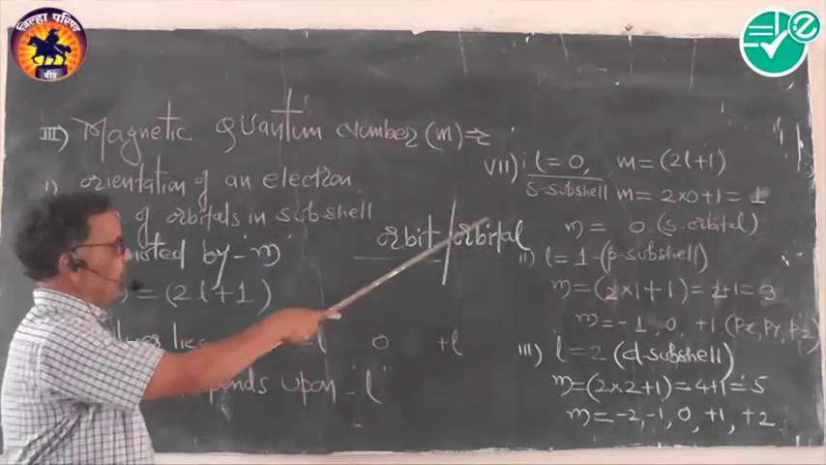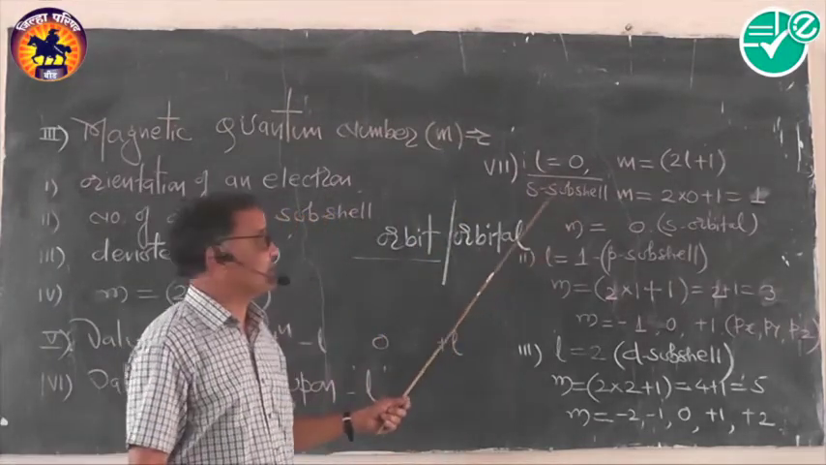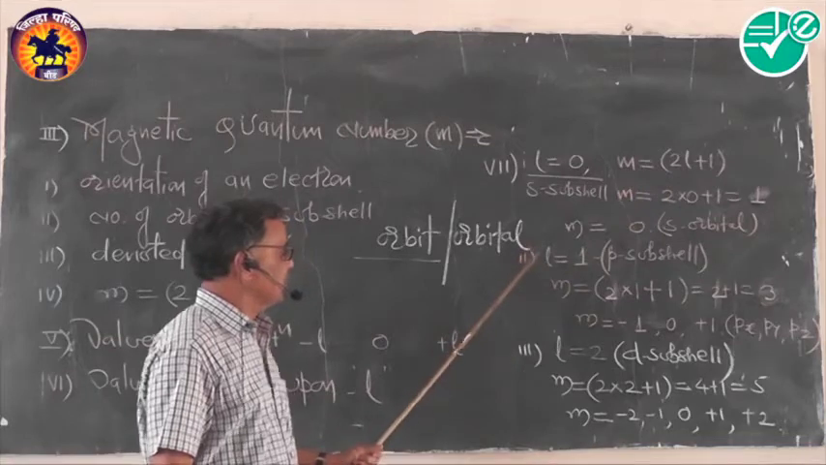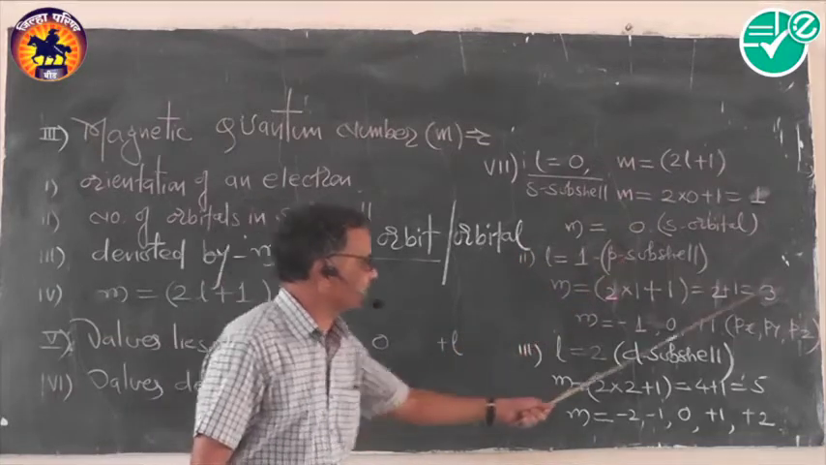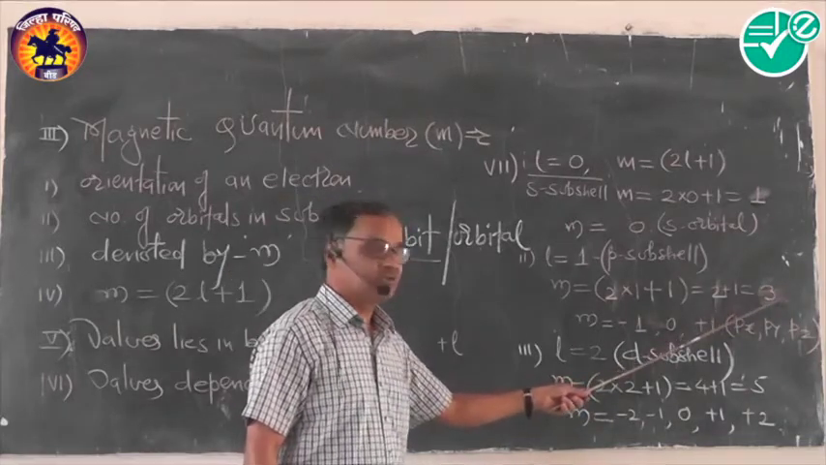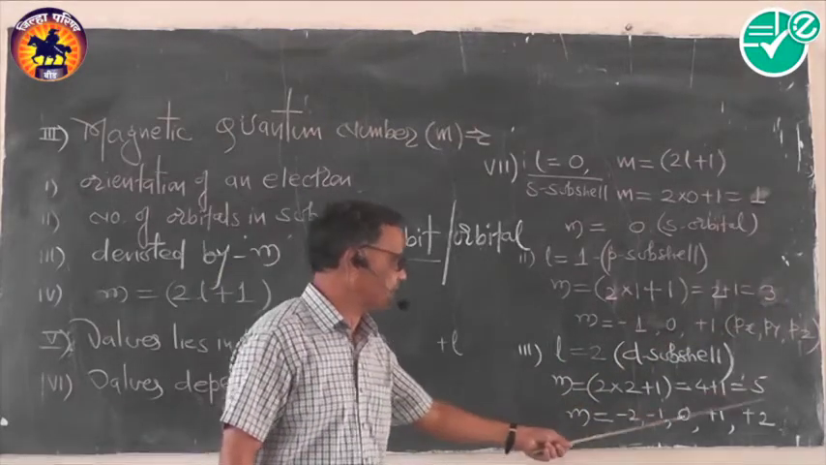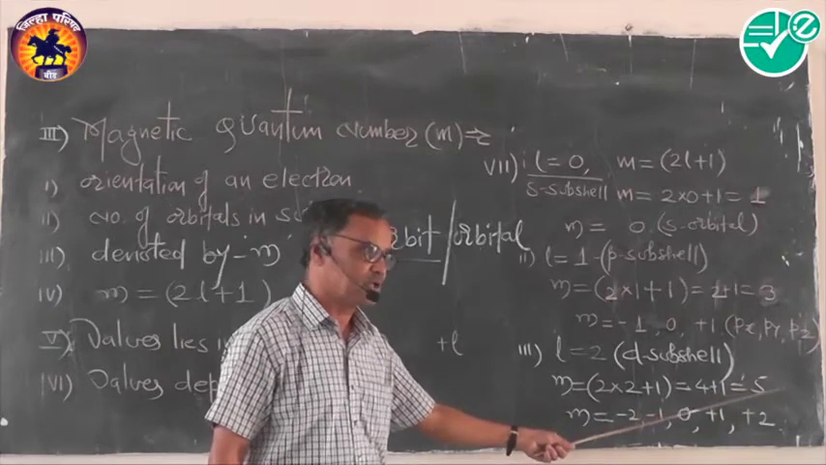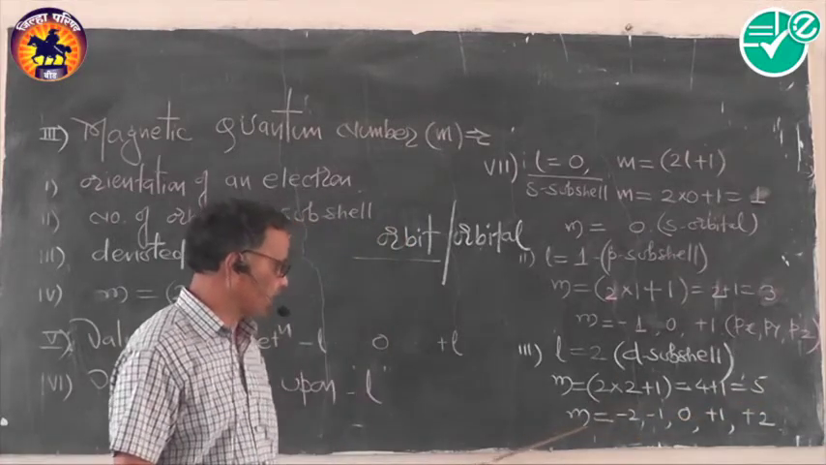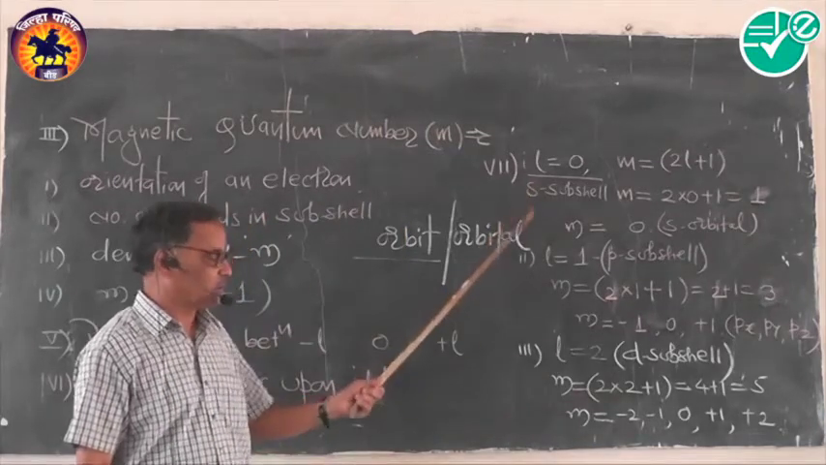So this is all about the number of orbitals present in the subshells. The s subshell has 1 orbital, so the maximum electrons are 2. The number of orbitals present in the p subshell is 3, so the maximum number of electrons is 3 multiplied by 2, that is 6. For l is equal to 2, the number of orbitals in the d subshell is 5, so the number of electrons is 5 multiplied by 2, that is 10. And the values are m is equal to -2, -1, 0, +1, +2.